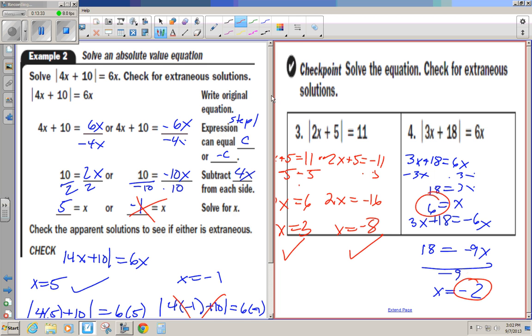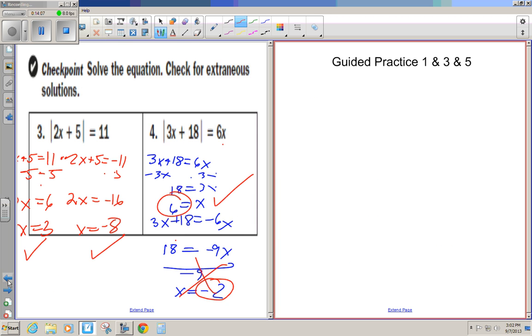Now check both of those on your own. I don't want the video to take too long, so you put in 3x. Let's see. 3 times 6 is 18. 18 plus 18 is 36. 6 times 6 is 36, so 36 equals 36. This is a solution. Negative 2. 3 times negative 2 is negative 6. Plus 18 is 12. 6 times negative 2 is negative 12. 12 does not equal negative 12, so that is not a solution.